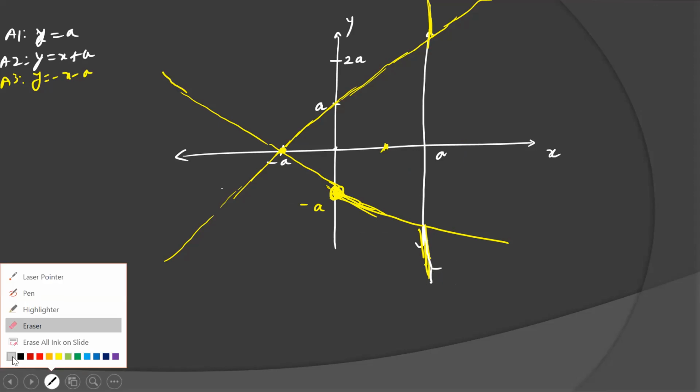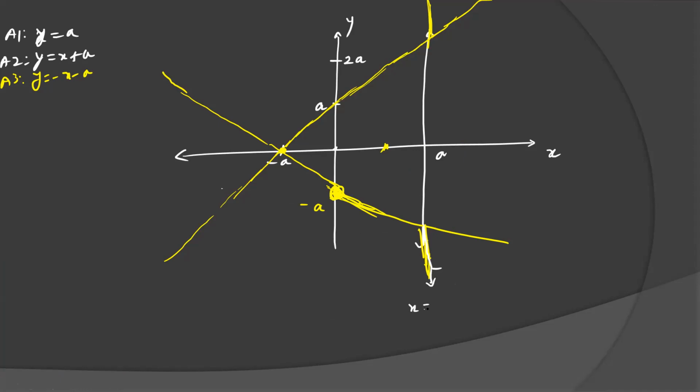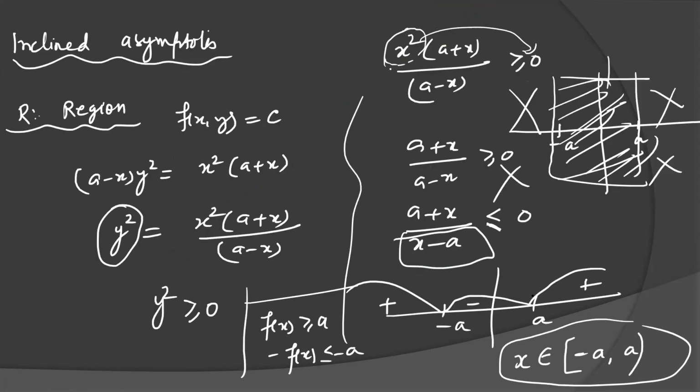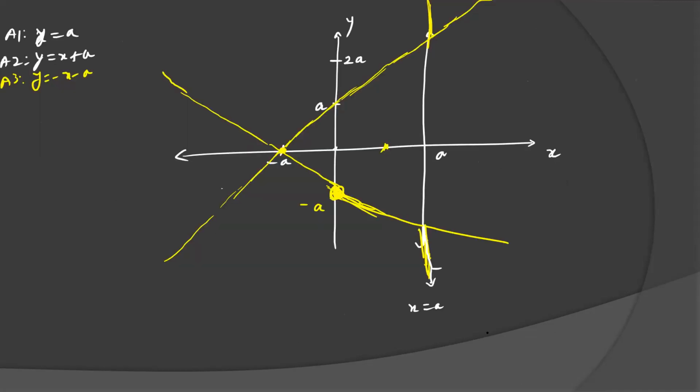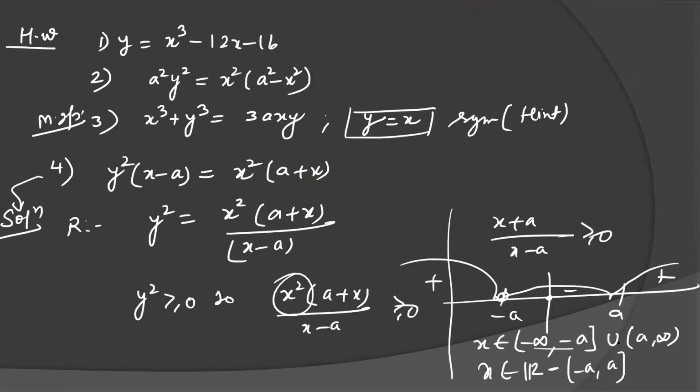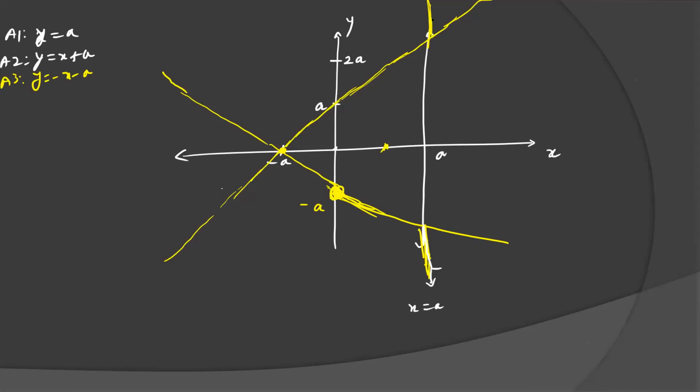Now if you draw, this is your x equal to a line. Here, the curve is after x equal to a only, because the domain was after a onwards or before minus a. So after a, the curve will look like this between these asymptotes. It will not touch them. It will look like this only, because this is also an asymptote, this is also an asymptote. So between the asymptotes, the curve will look like this. Similarly, it looks like this because it is symmetric about the x-axis, so above and below.